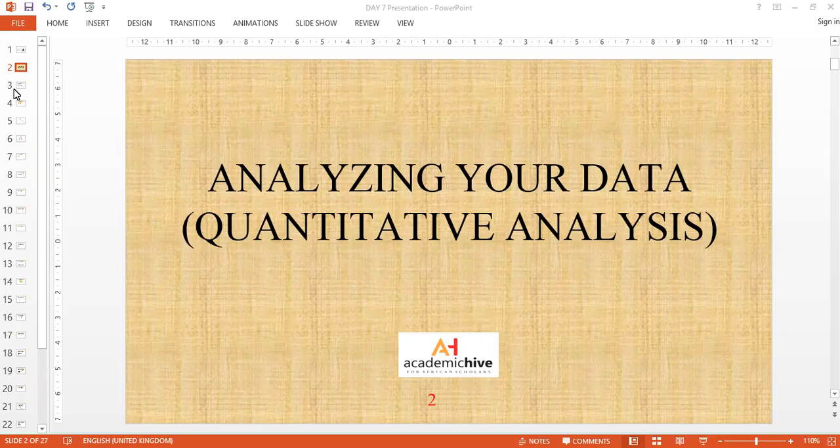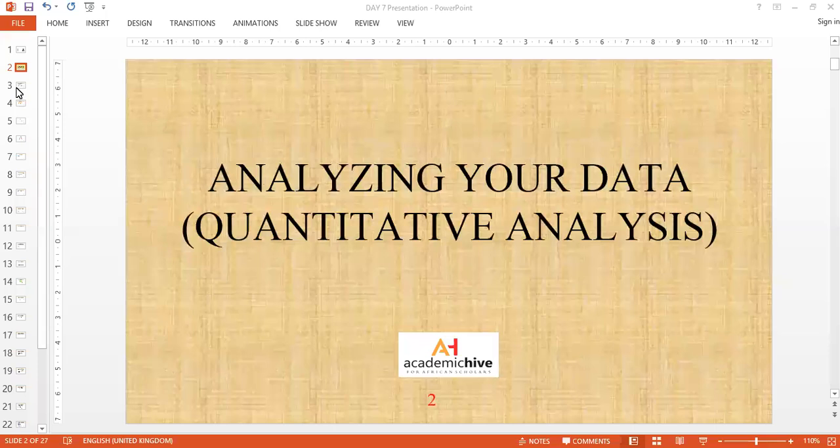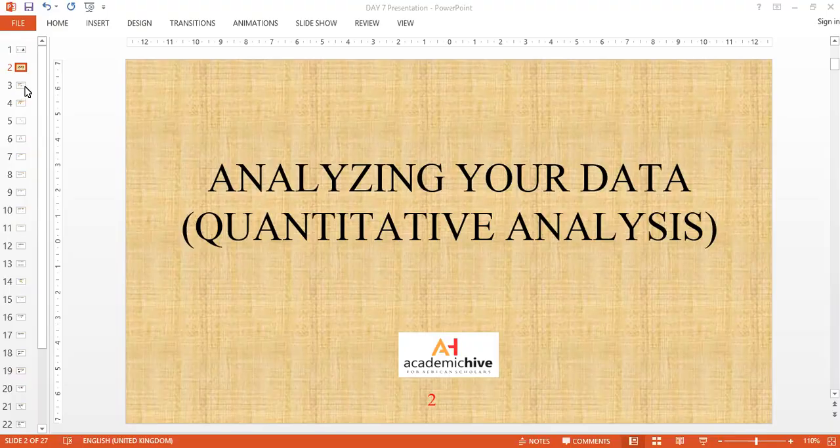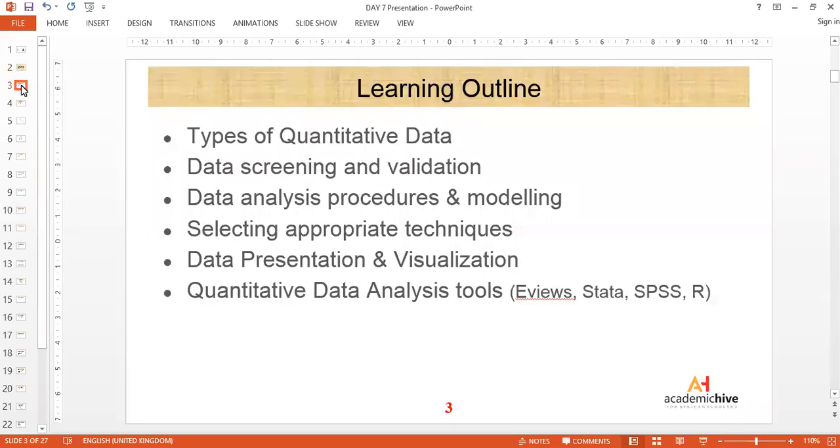So we already understood from past lectures that quantitative data has to do with numeric data that comes in numeric form. So what should we know about quantitative data analysis? For this lecture, we'll find out the types of quantitative data, screening and validation, data analysis procedures and modeling, and how to select appropriate data analysis techniques, data presentation and visualization, as well as several quantitative data analysis tools.